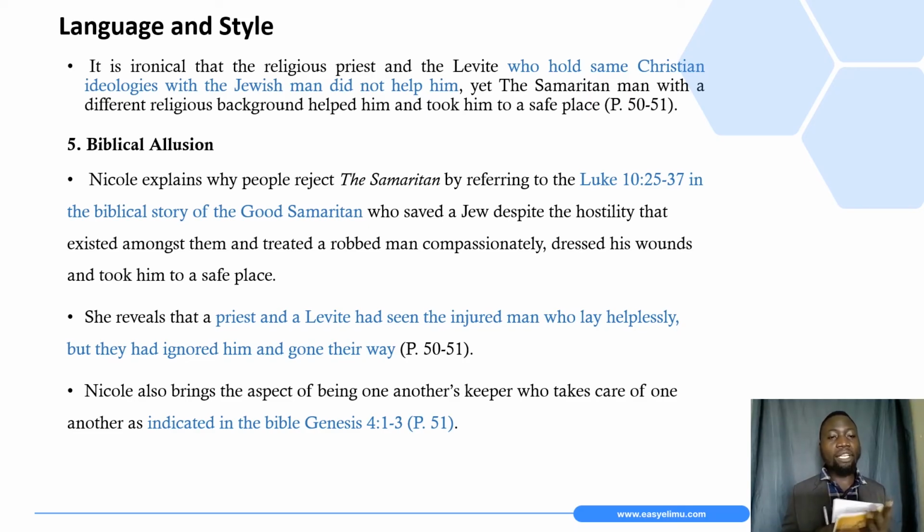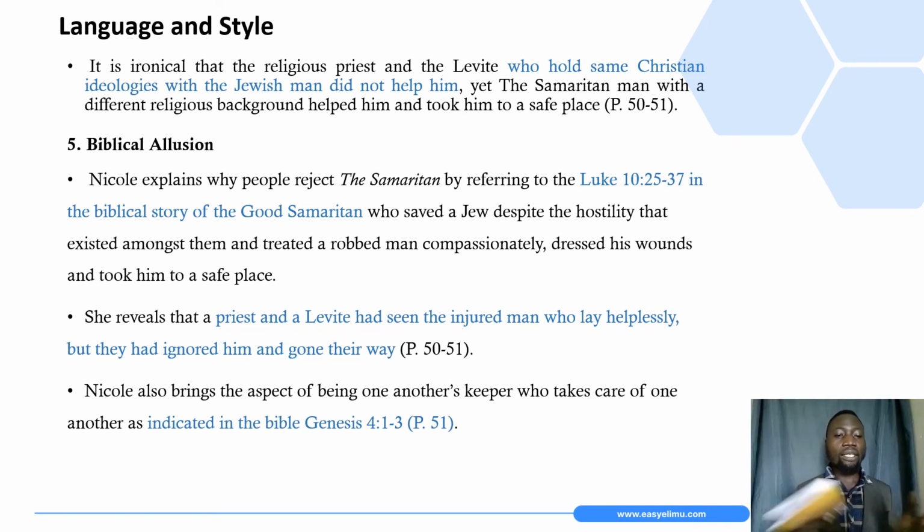So again, under biblical allusion, we are also told that Nicole reveals that a priest and a Levite had seen the injured man who lay helplessly, but they had ignored him and gone their way. So they are only helped by the Samaritan who dressed his wounds and took him to a safe place.